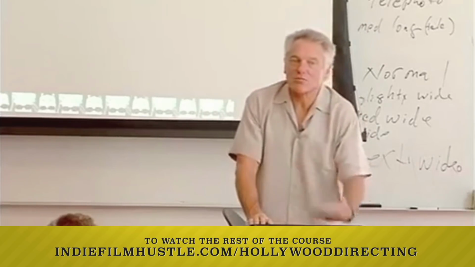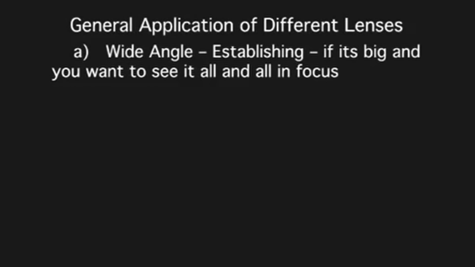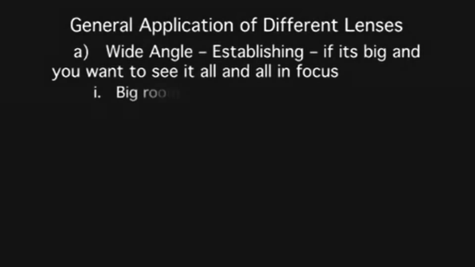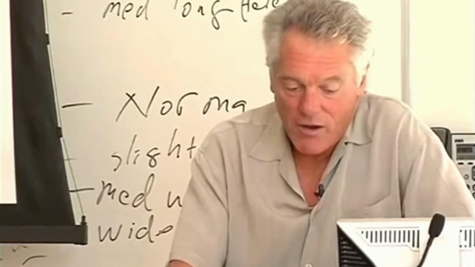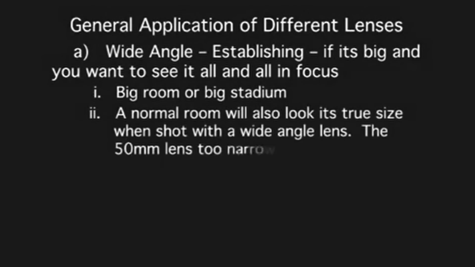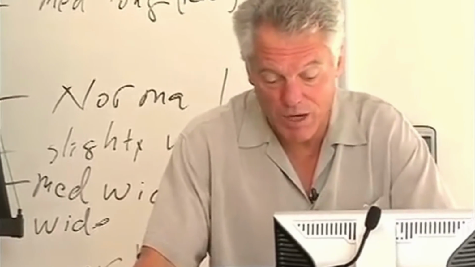But basically, with a wide-angle lens, if it's big and you want to see all of it, use a wide-angle lens. It's your establishing lens because you see all of it and it's all in focus. So, typically a big room or a big stadium. A normal room will look its true size not with a 50mm lens, but with a wide angle, because of the field of vision property.